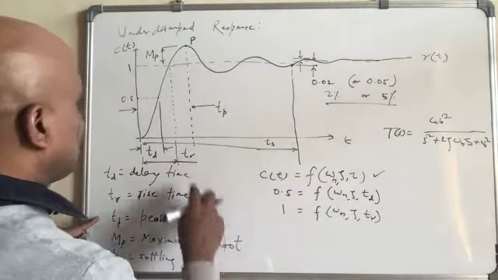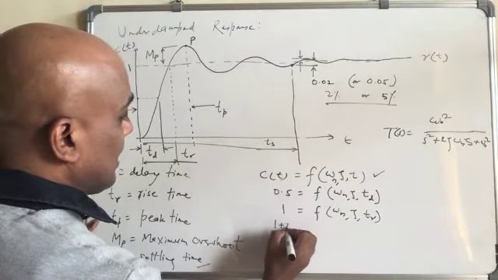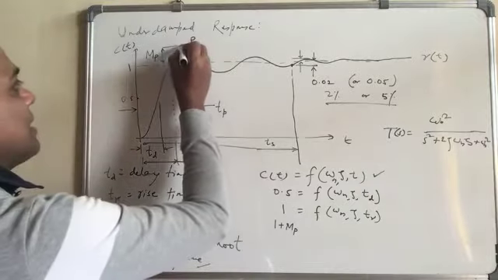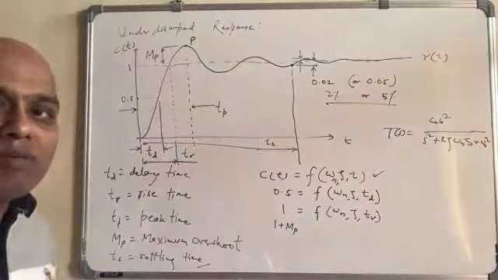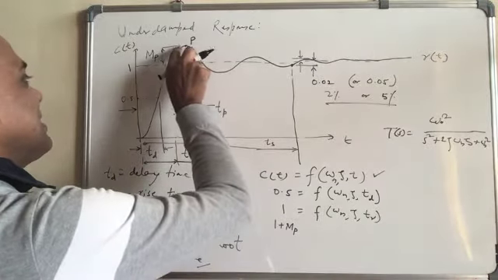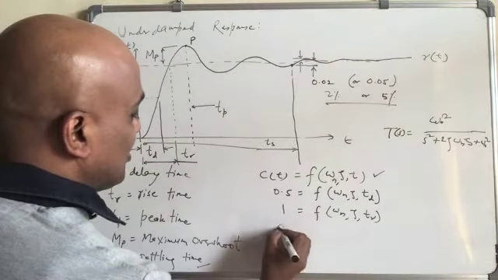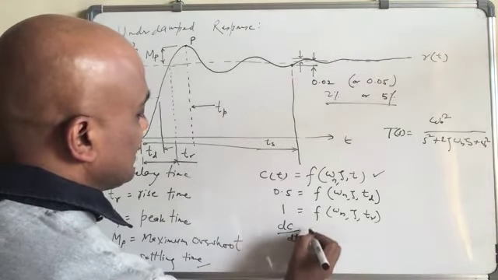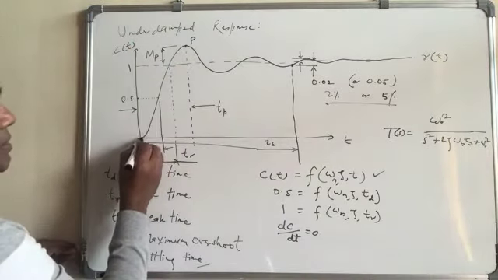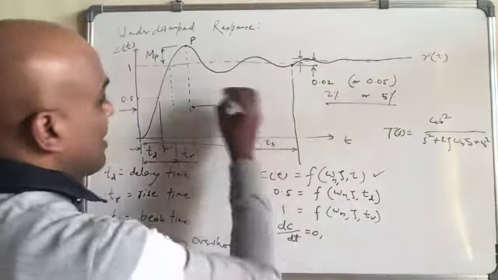Similarly, for TP, the response value will be 1 plus MP. How do you find it? You take the slope. We worked on that example earlier, one of the example problems. We take the slope here: dc over dt equal to 0. You get two solutions. One will be t equal to 0.